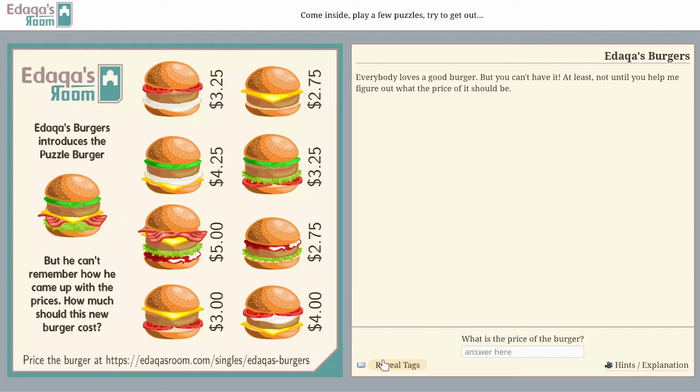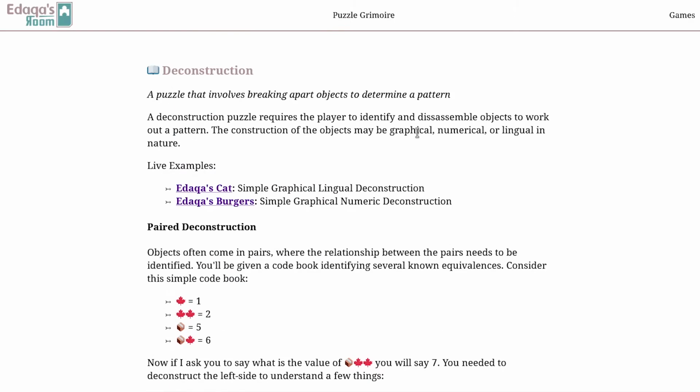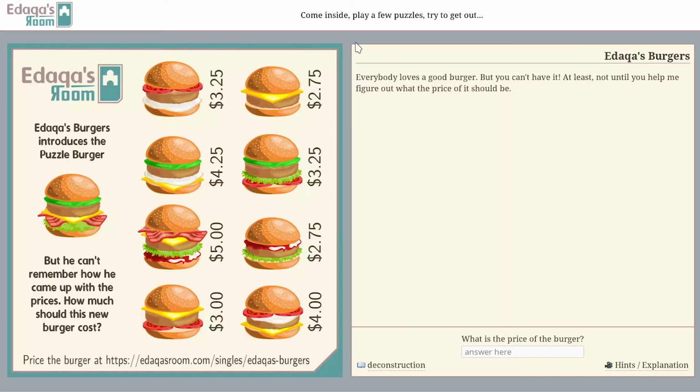If you click on the Reveal Tags button, you'll see that this is a deconstruction puzzle. Now what deconstruction means is that you're going to have to disassemble parts for this. You can click on the links and get information about what these types of puzzles are and links to other examples, as well as short examples as to what deconstruction means. And if you look at that and then you look back at the puzzle, you'll get an idea of what you have to do.